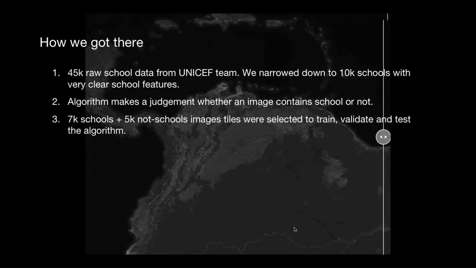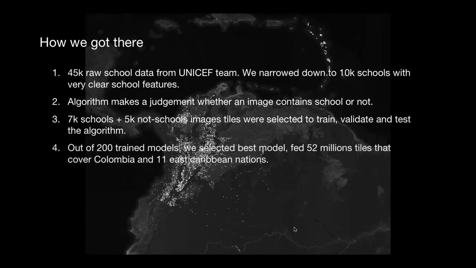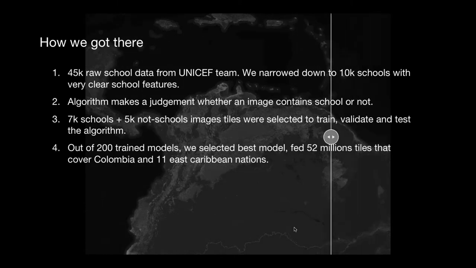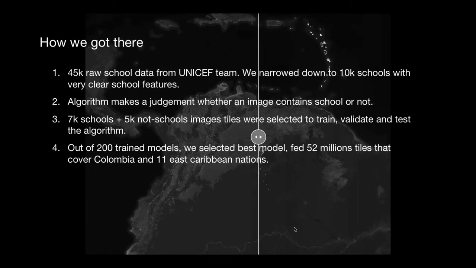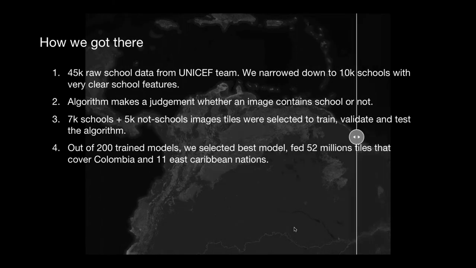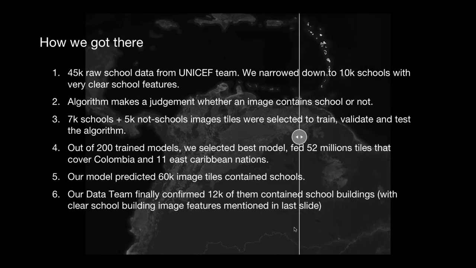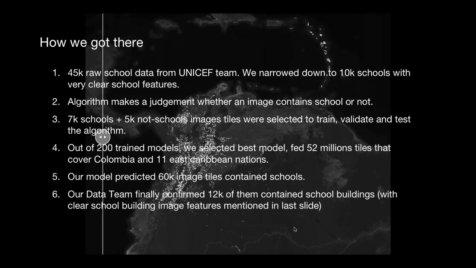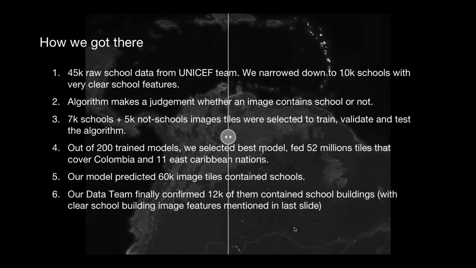Out of 200 trained models, we selected the best model and fed it 52 million tiles that cover Colombia and 11 East Caribbean nations. Our model predicted that 60,000 image tiles contained schools, and then our data team finally confirmed that 12,000 of them contained school buildings with the clear school building image features mentioned in the last slide. So 7,000 of these schools are new schools that have not yet been added to the map.